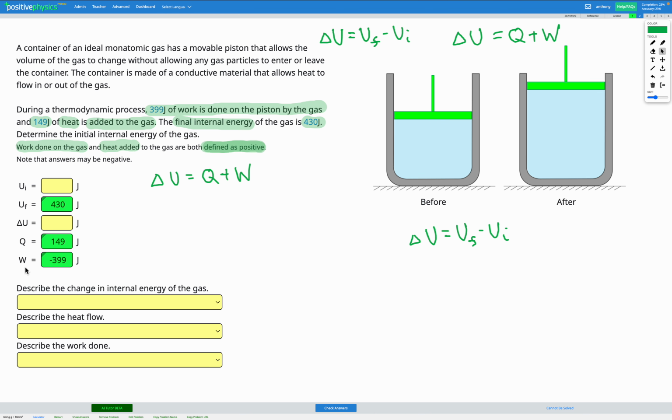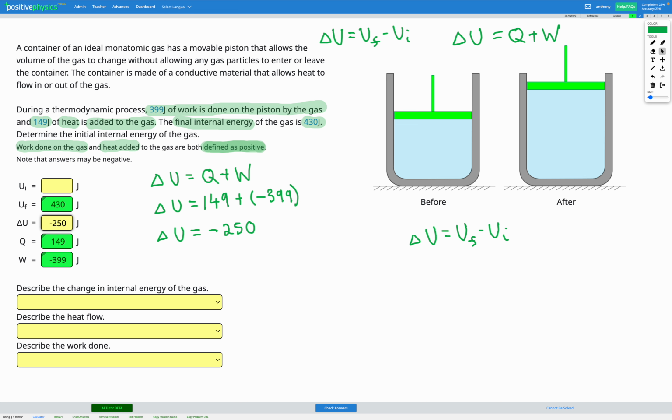So we know Q and we know W. We can use that to find delta U, the change in internal energy of our gas. Our equation is already arranged for delta U equals Q plus W. So we'll just put in our numbers. Q is 149 plus W, which is negative 399. If we put those numbers into our calculator, we will get a value for the change in energy of negative 250. So we can go ahead and fill that in here. For delta U, it's negative 250.